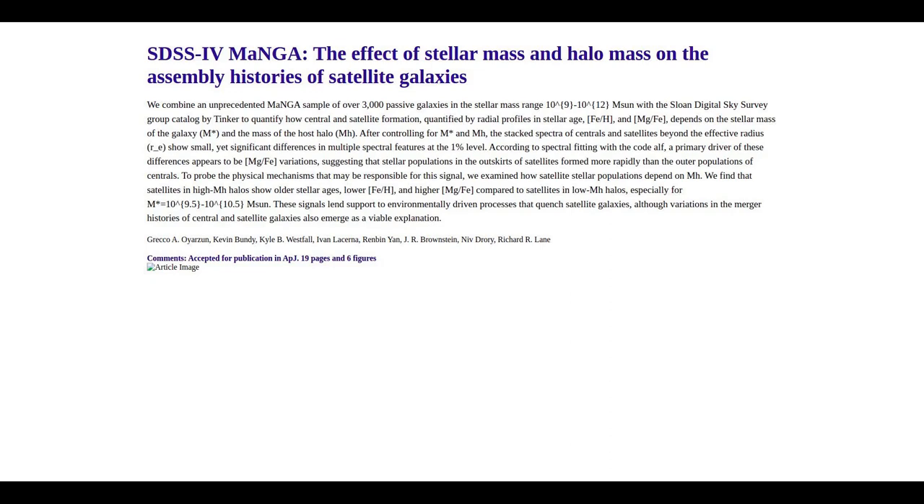To probe the physical mechanisms that may be responsible for this signal, we examined how satellite stellar populations depend on M-halo. We find that satellites in high M-halo halos show older stellar ages, lower [Fe/H], and higher [Mg/Fe] compared to satellites in low M-halo halos, especially for M-star between 10^9.5 and 10^10.5 solar masses. These signals lend support to environmentally driven processes that quench satellite galaxies, although variations in the merger histories of central and satellite galaxies also emerge as a viable explanation.